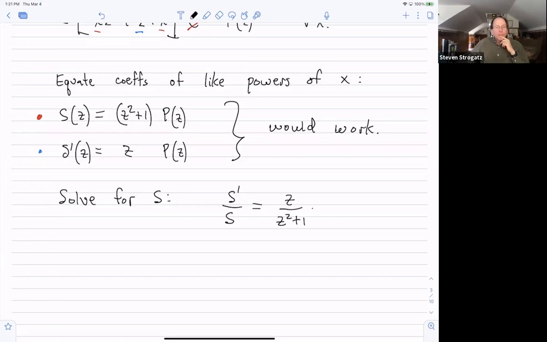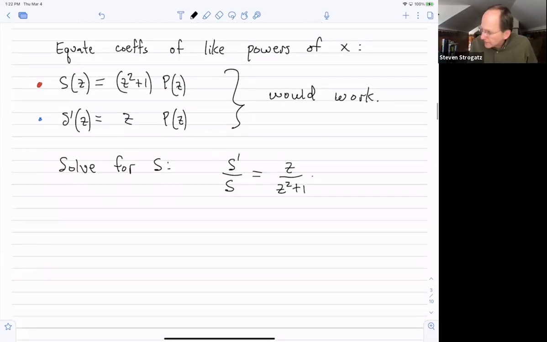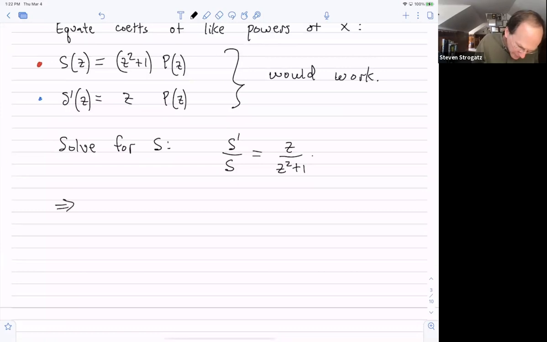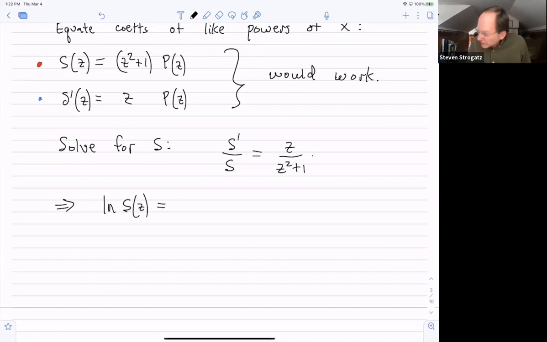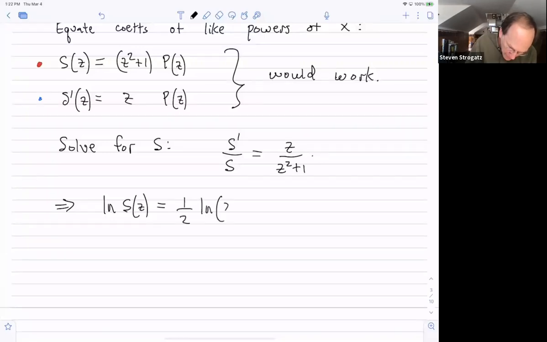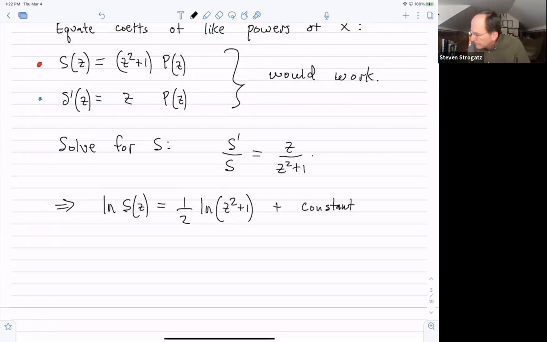So I can integrate both sides with respect to z, and I mean, it's separable, right? This is log of S of z. The right-hand side integrates to 1/2 log of z squared plus 1. And then there could be plus a constant, potentially. But in some problems, you might need it. Here, it turns out I can get everything I want by setting this constant to 0.